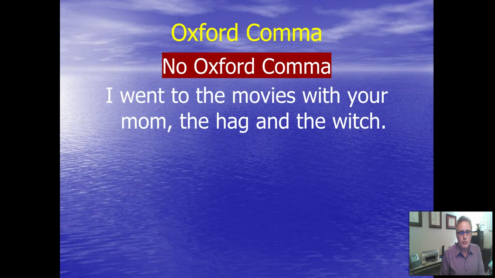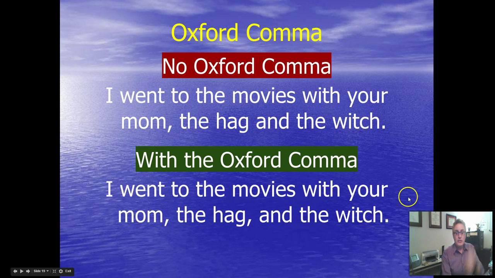If you have a sentence with no Oxford comma, I went to the movies with your mom, the hag and the witch. Now, what some people will say is, well, wait a minute, I'm not sure whether or not you have 3 different people, or are you talking about my mom being a hag and a witch? Is this additional information about my mom? Or did you go to the movies with my mom, my poor defenseless mother, and this nasty hag and this nasty witch? Or are you calling my mom a hag and a witch? Do we need to go outside? So what these people with no Oxford comma say is it's very confusing. And the reason we need to have the Oxford comma is it makes it clearer that there are three people.